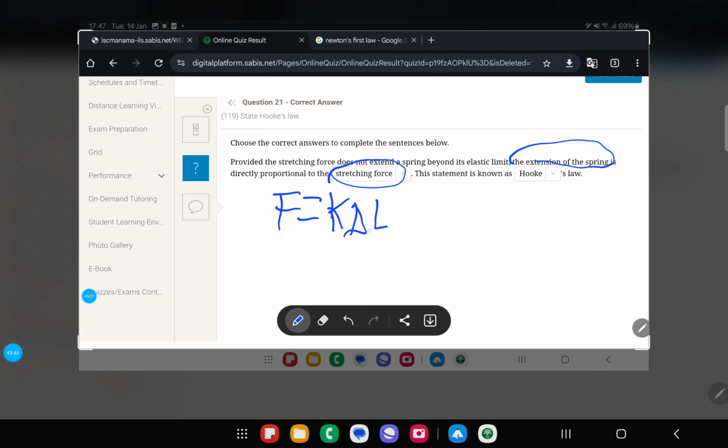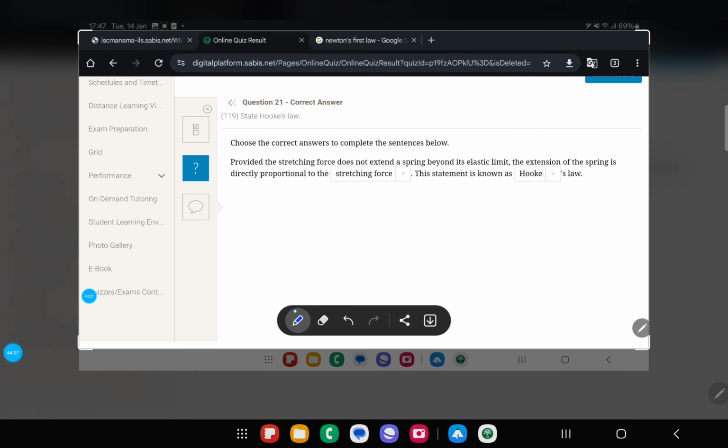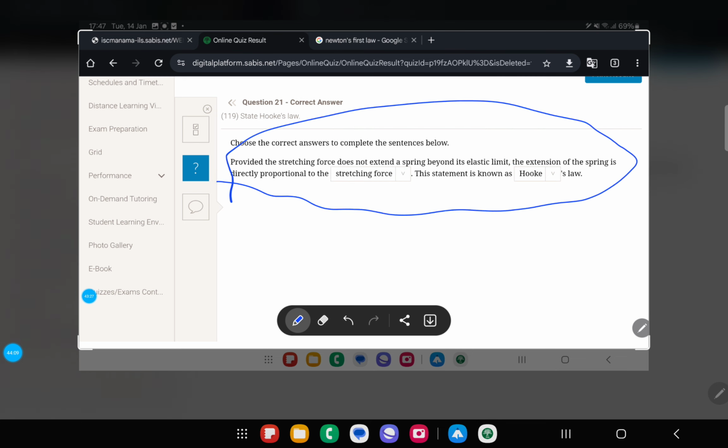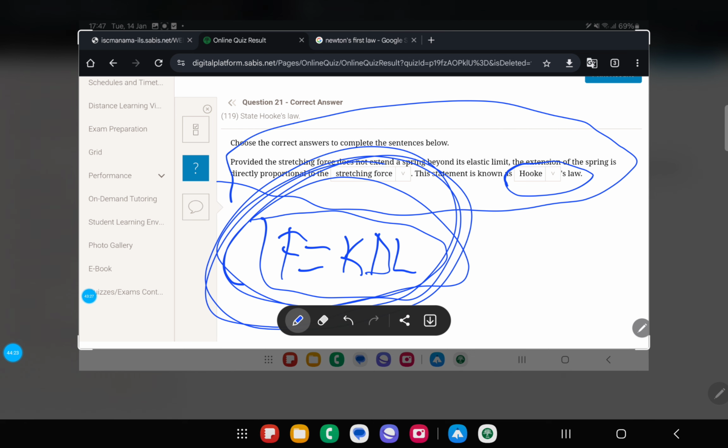Remember, the force is directly proportional to the extension. That's why we divided them. So force is always directly proportional to L, and K is inversely proportional to L. Okay. So when you read this, it is just a statement to memorize. When the force is directly proportional to the extension, it's known as Hooke's law. Okay, which is, for the last time, F equals K delta L. Memorize this. This is very, very, very important.